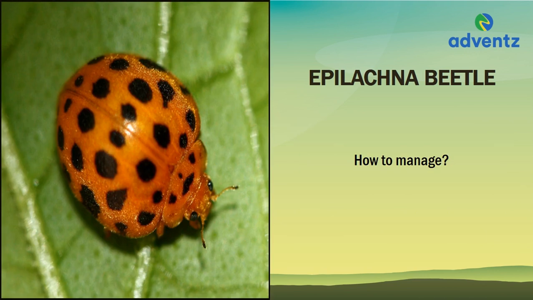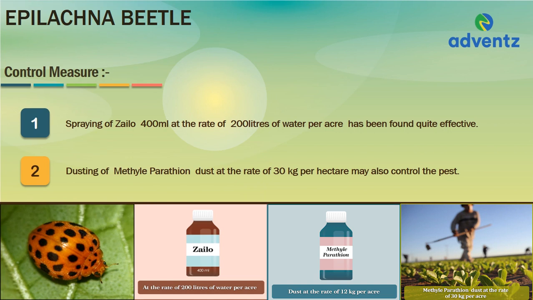Epilachna beetle, how to manage? There are two control measures to manage Epilachna beetle. The first is spraying of xylo at the rate of 400 milliliter per 200 liter per acre is quite effective.